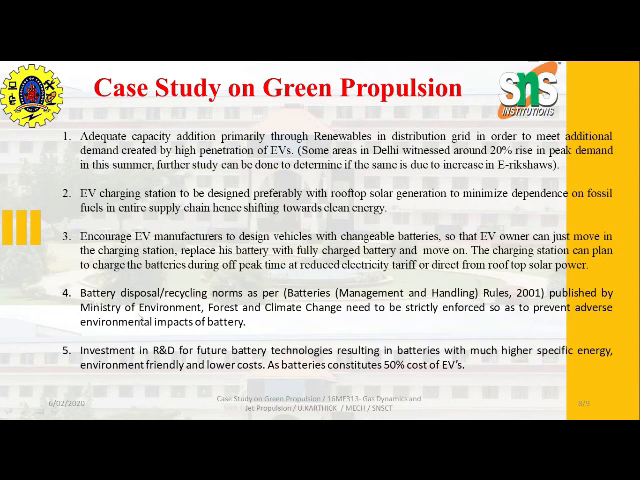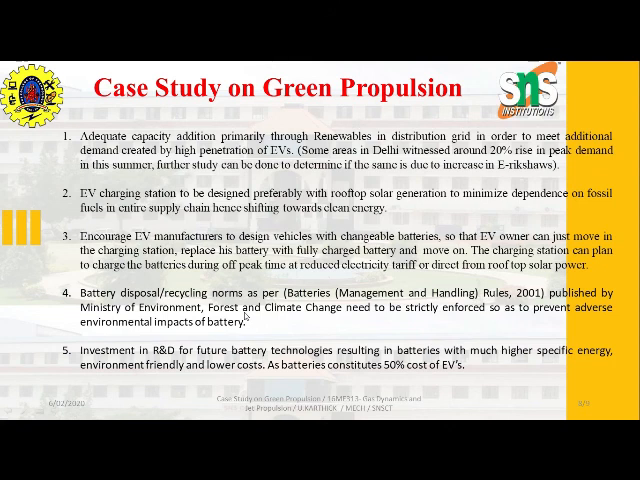And the fourth one is battery disposal and recycling norms as per the Battery Management and Handling Rules 2001 published by the Ministry of Environment, Forest and Climate Change, which need to be strictly enforced so as to prevent adverse environmental impact of batteries. Because a battery is full of chemicals, it will regulate emissions. So we need to follow the battery disposal and recycling norms. So that is the most essential one.